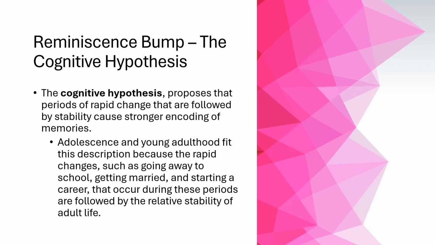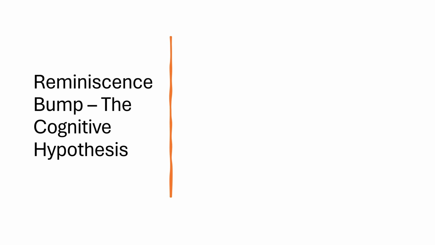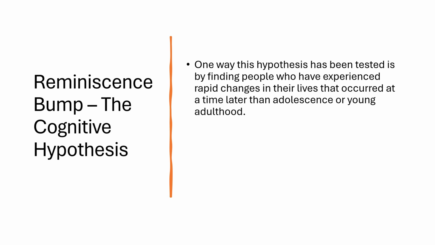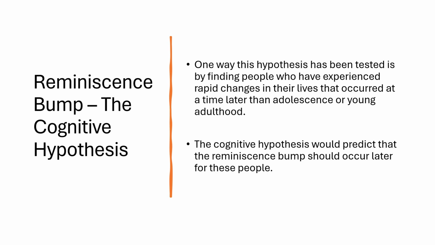So what evidence do we have that supports the cognitive hypothesis? Well, one piece of evidence comes from various studies of people immigrating to the U.S. from different countries, right? So one way this hypothesis has been tested is by finding people who have experienced rapid changes in their life that occurred at a time later than adolescence or young adulthood, right? So the cognitive hypothesis would predict that the reminiscence bump should occur later for those people.